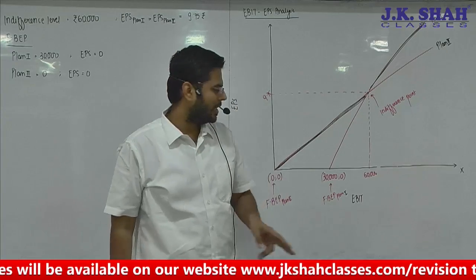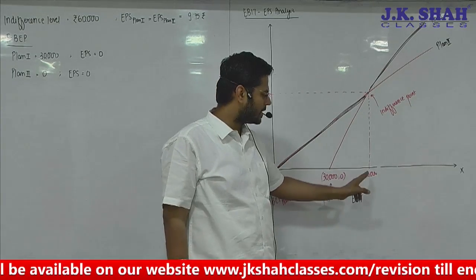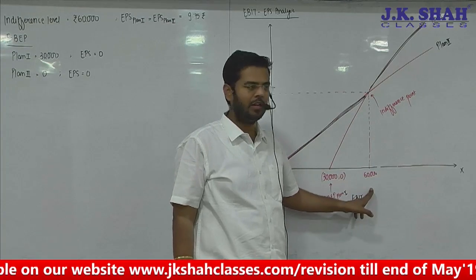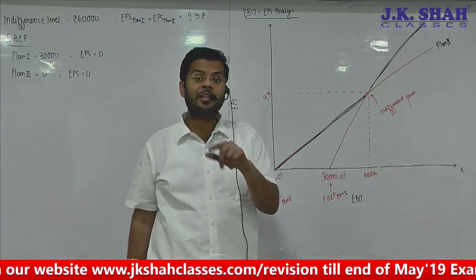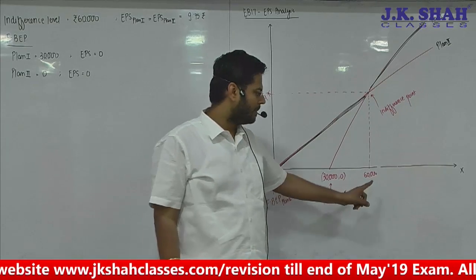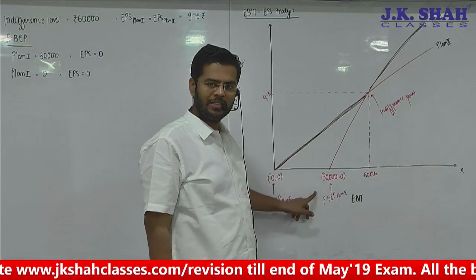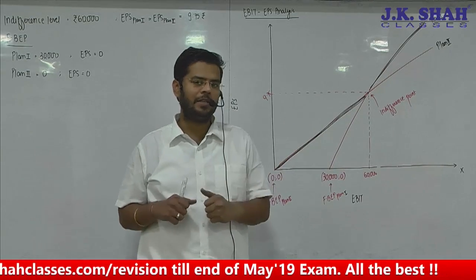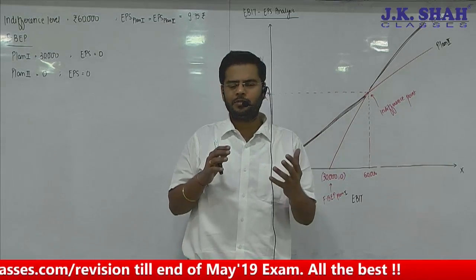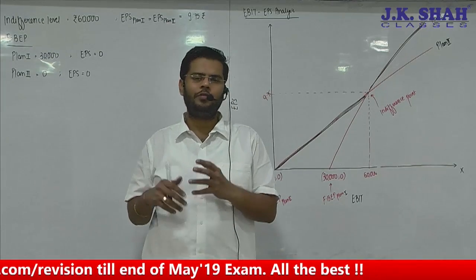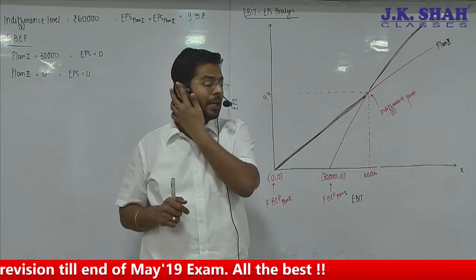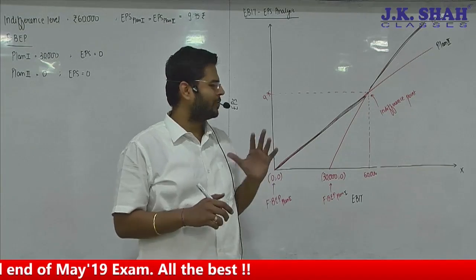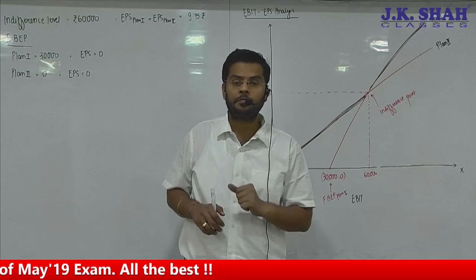If you expect that your profits from business would be greater than this indifference level, select the plan where risk is more. If you expect that the profits from the business are going to be less than this indifference level, select the plan where risk is less because that will maximize the EPS. So same conclusions we can draw which we have learned in the chapter of leverages by computing the indifference level and FBP as well. That was just for your knowledge purpose.